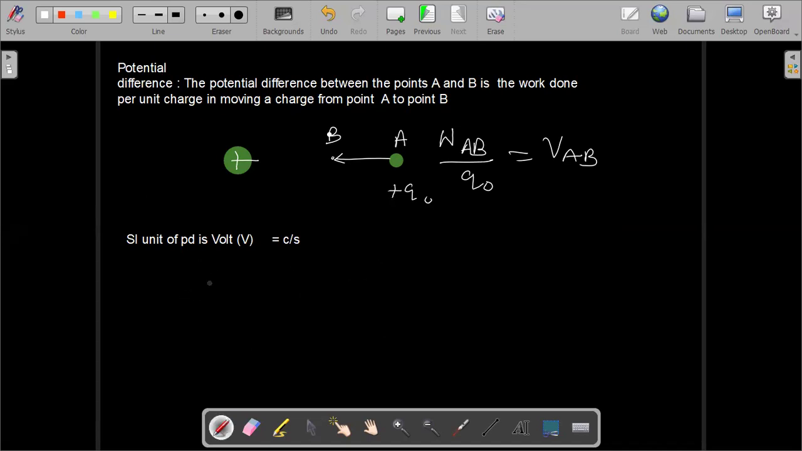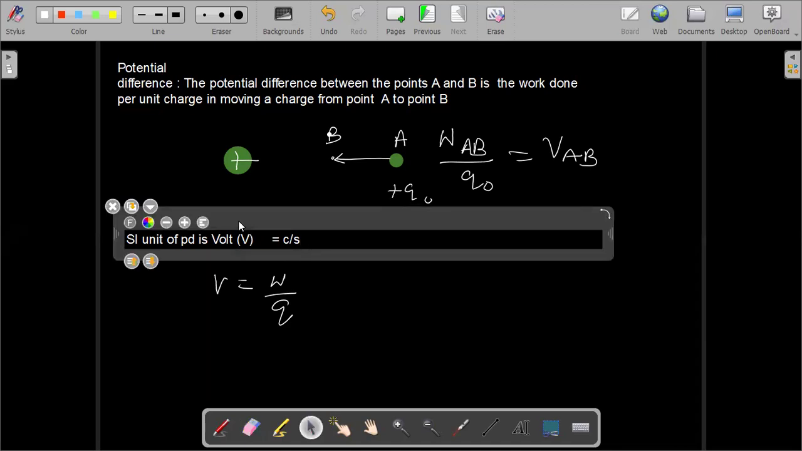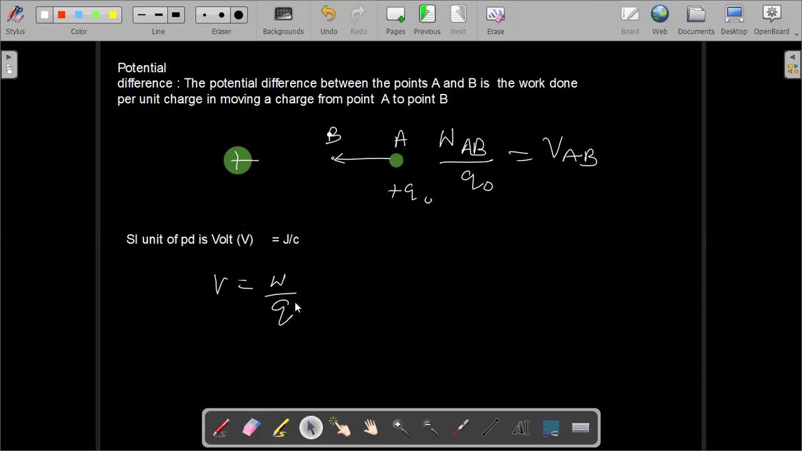As I can write here, V is equal to W over Q naught. Sorry, not coulomb per second, let me correct it. It's joule per coulomb. So joule per coulomb or volt, they are the same thing. Here V is equal to W over Q.